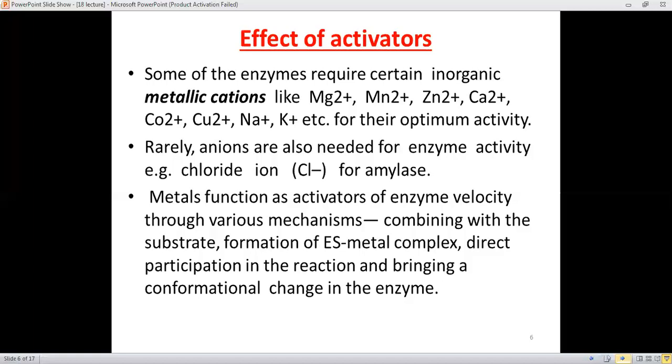The conformational change, in a sense, means that the active site will be more available for the substrate, so that the substrate will form the secondary type of forces more efficiently with the active site of enzyme, and therefore the enzyme substrate complex will be formed more easily due to the participation or the role of the activator or the metal ions.